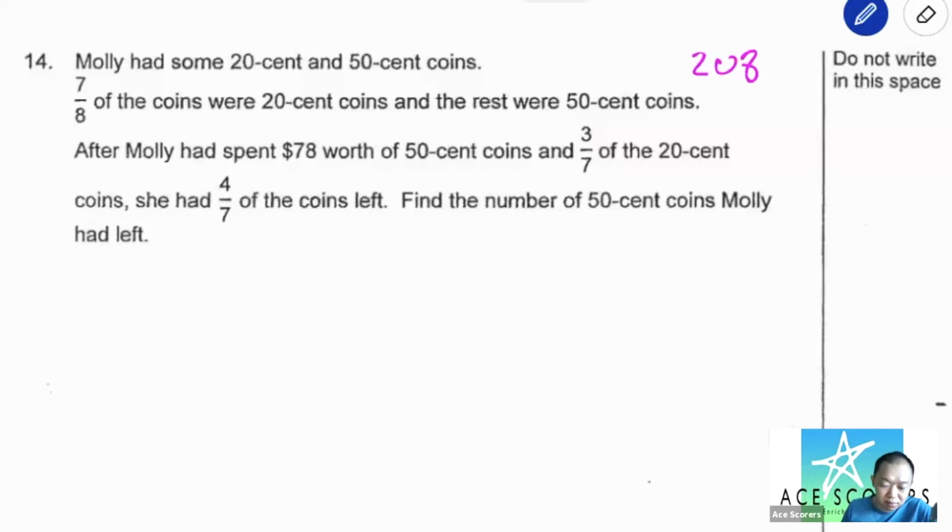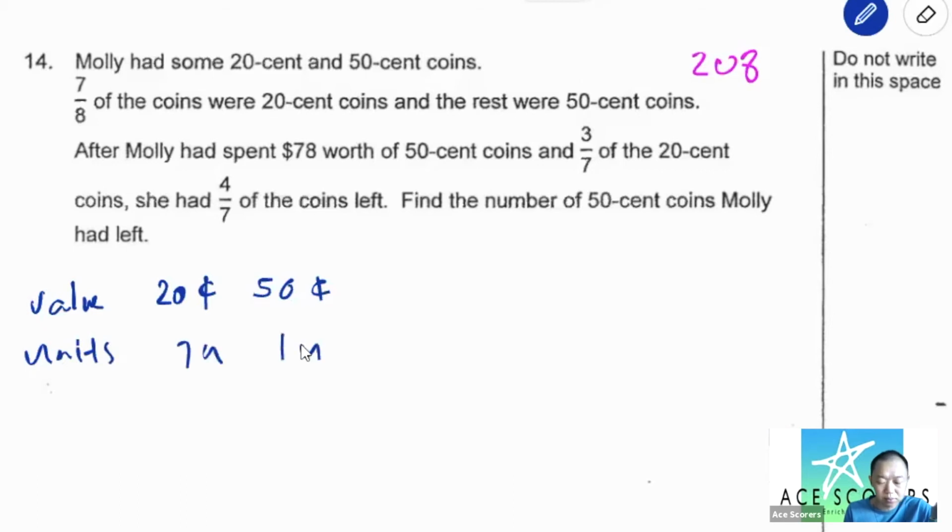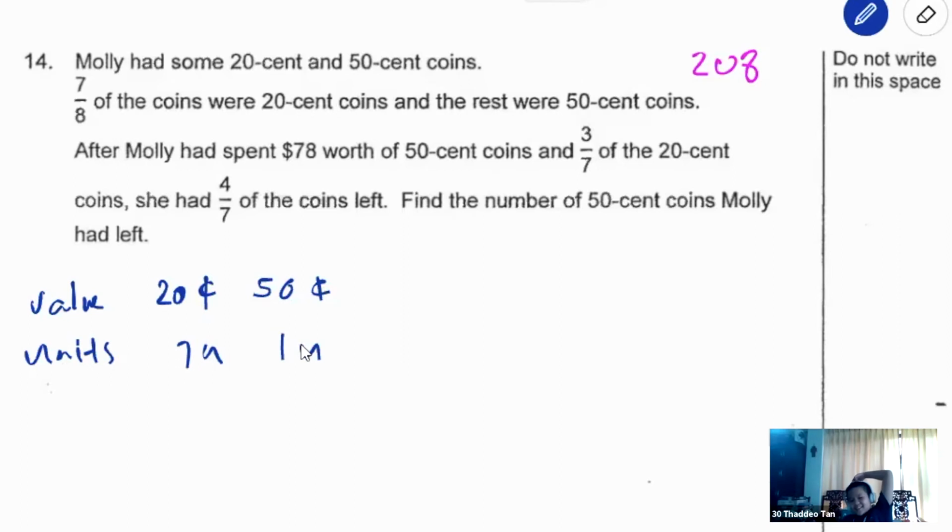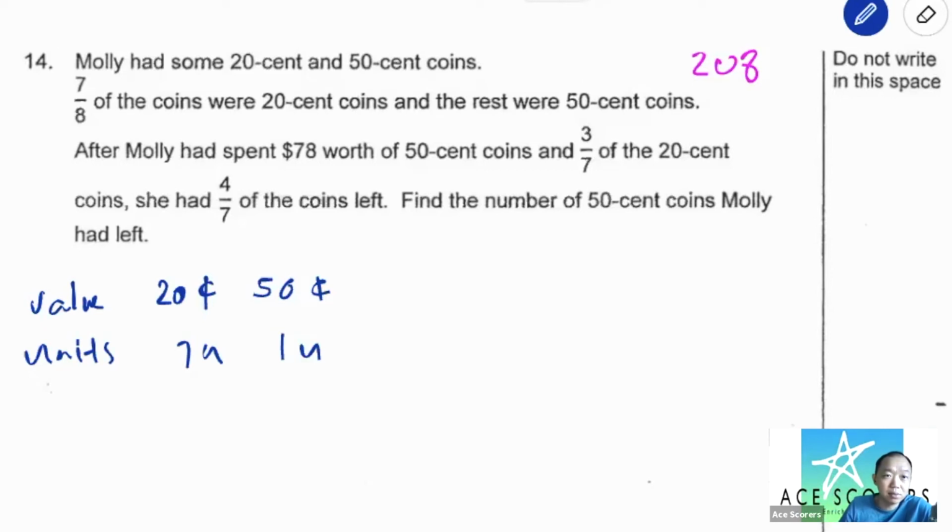Okay. So Molly has some 20 cents, 50 cents. 7/8 were 20 cents. So I have value. Let's write the values first. 20 cents and 50 cents. Okay, 7 units, 1 unit. Got it? You see, at this point of time, I still don't have an answer. Like in my brain, I don't know how. I haven't even read the whole thing. But I'm confident of being able to solve it because I think value and units is able to help me. That's the good thing of knowing heuristics.